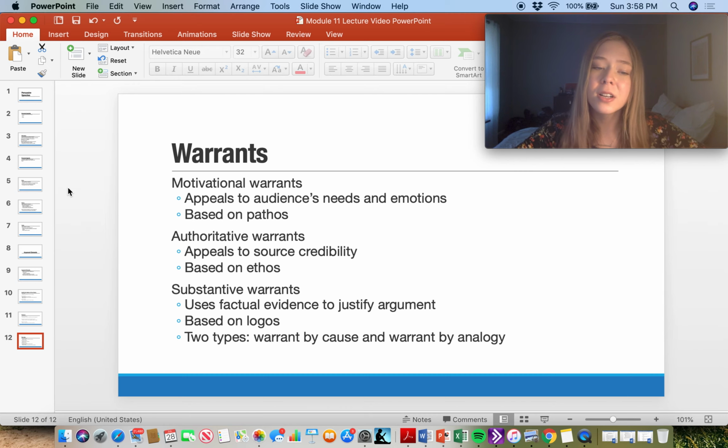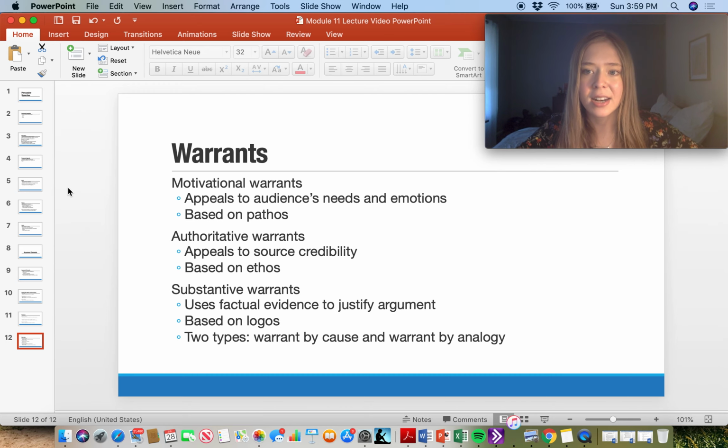So again, warrants are just important because they make sure your evidence actually backs up your claim in an important way. And sometimes it's helpful to spell that out to the audience because maybe they don't see that this analogy is relevant or that this can cause this, right? Which would be what a warrant is for. And so those are the three different types of warrants that can be based on pathos, ethos, or logos.